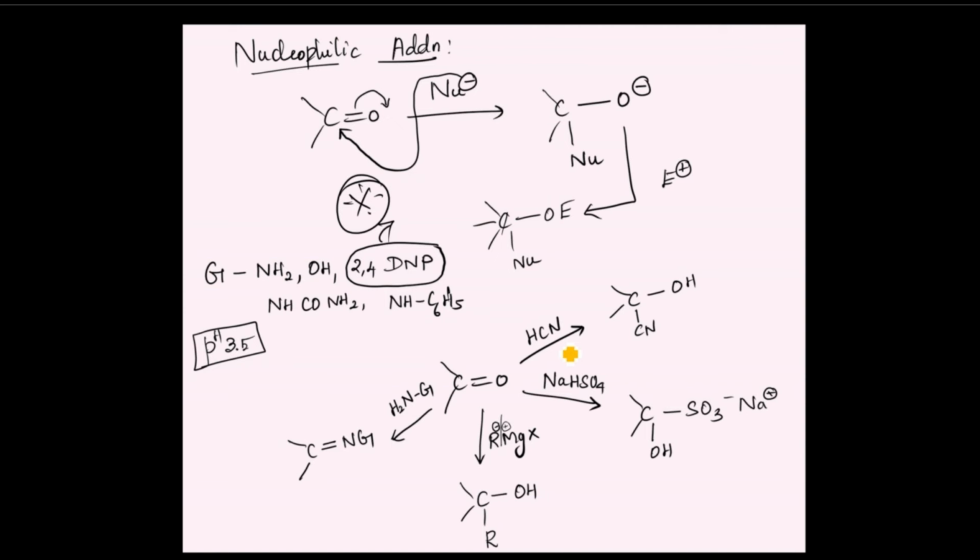With HCN, it forms cyanohydrin, an OH group along with that CN. Then NaHSO3 and Grignard reagent, once again forming alcohol. And as you can see, I have listed the groups over here. NH2 with any group, another NH2, OH or 2,4-DNP, or any other group, will lead to the formation of a structure like this, hydrazones.